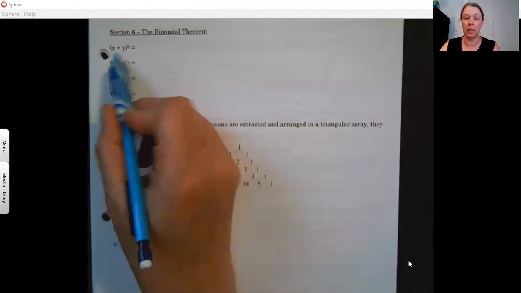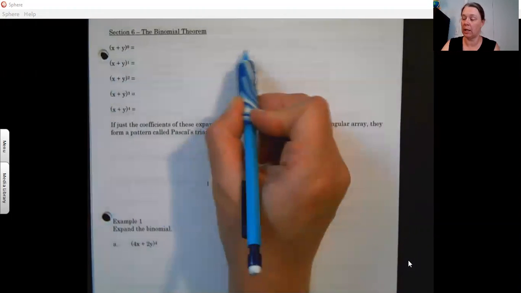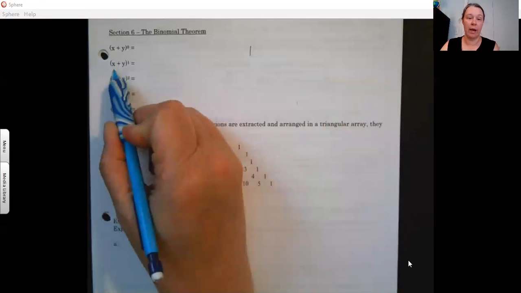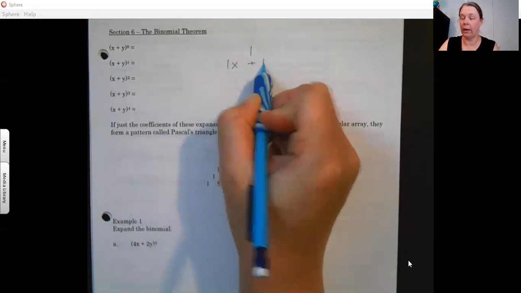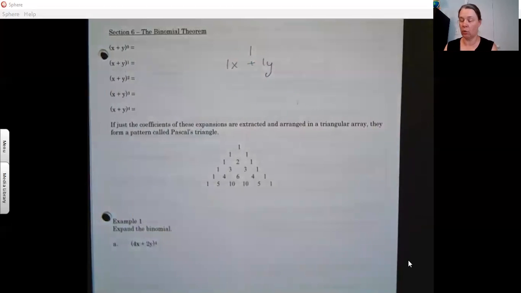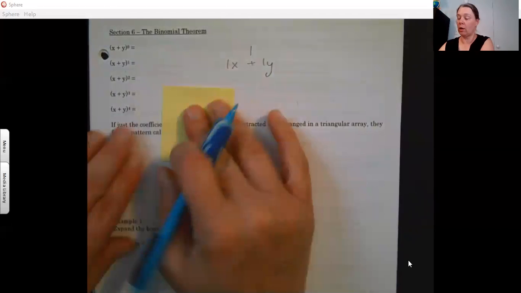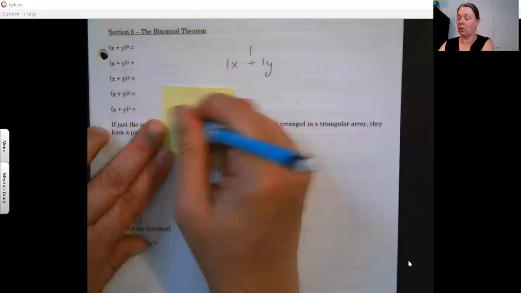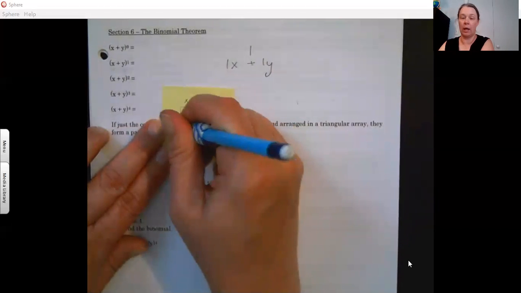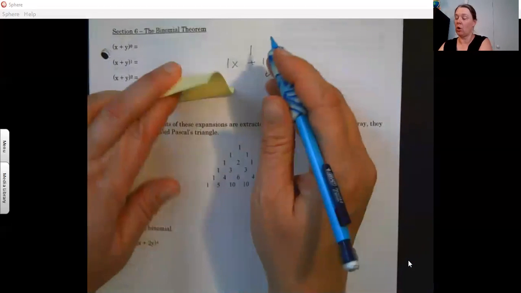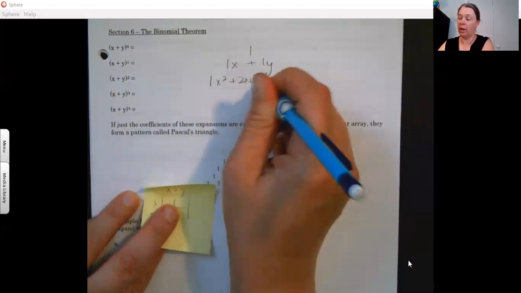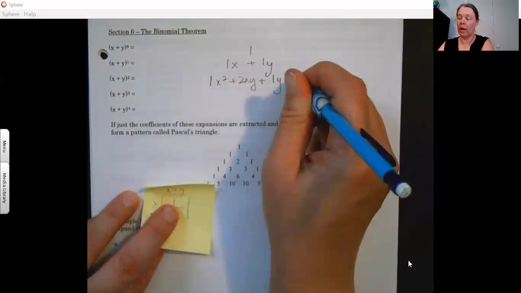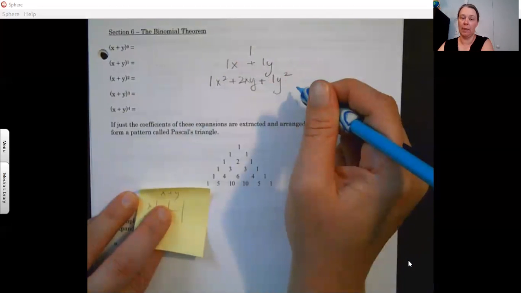So anything to the 0 power is 1. And if I have x plus y to the first power, that's just 1x plus 1y. You'll notice I'm writing these in a really specific way. If I have x plus y squared, I would make a box and do x plus y times x plus y and fill in the box. And so I would get 1x squared plus 2xy plus 1y squared. I'm writing the coefficients because we're going to see a pattern.